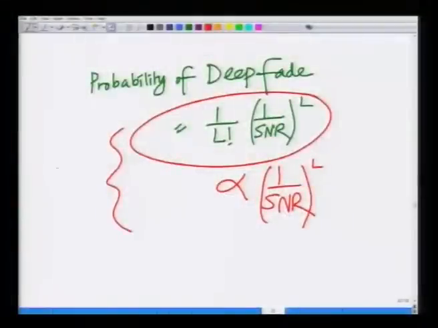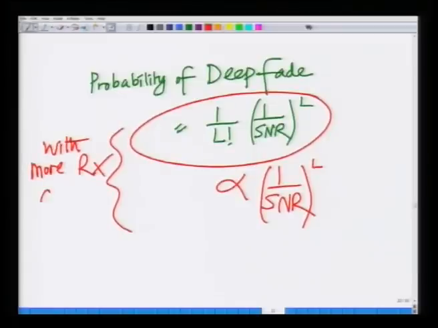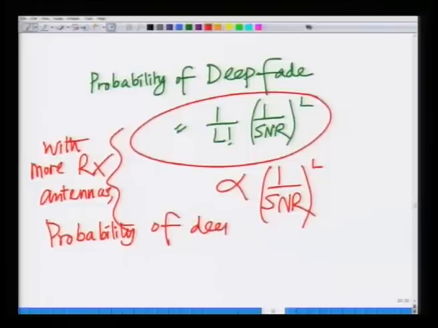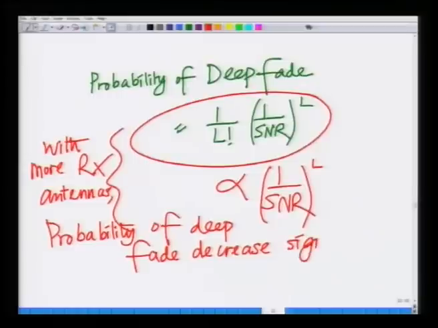This means with more RX antennas, the probability of deep fade decreases significantly.